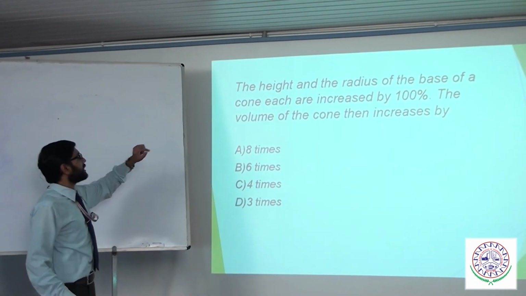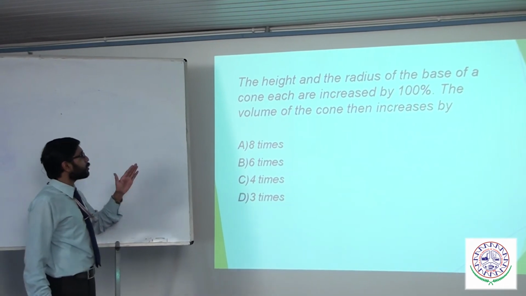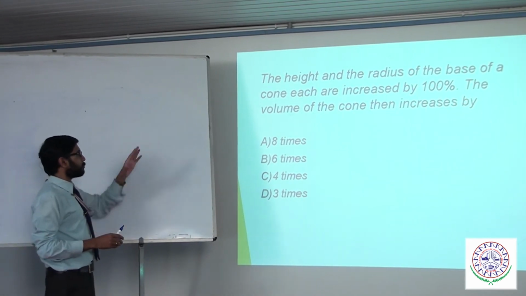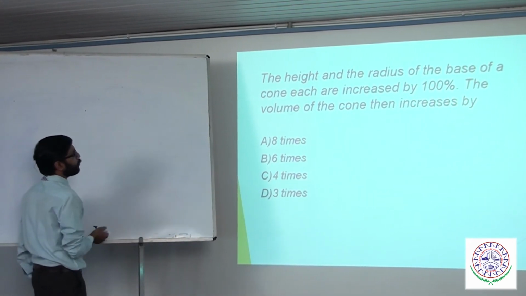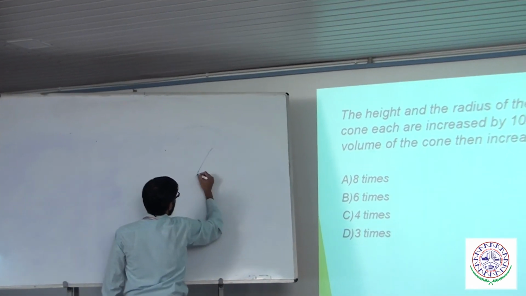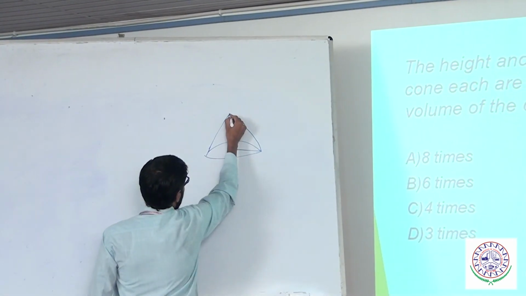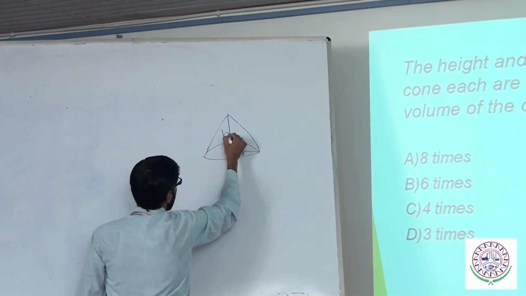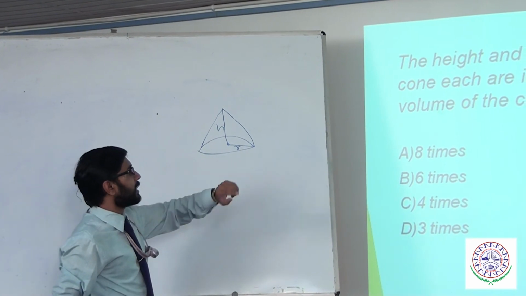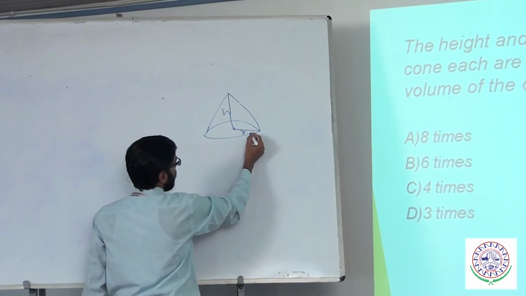The next question: the height and the radius of the base of a cone each are increased by 100%. The volume of the cone then increases by? This is purely from the shapes and figures part. You need to know the formula of the cone. I will first explain what is actually happening in this case. If you consider this as a cone, this will be the center point, this will be the radius and this will be the height. What they are telling is the radius of the base of a cone and the height are each increased, so both the height as well as the radius. So if you increase this by 100%.